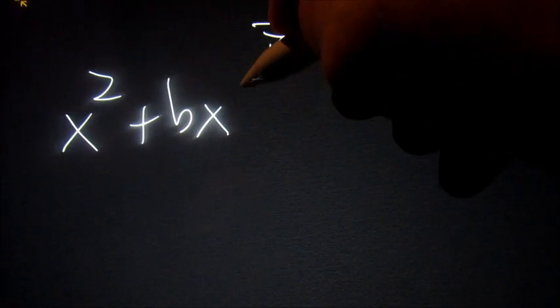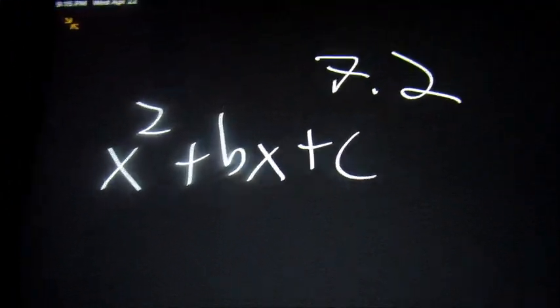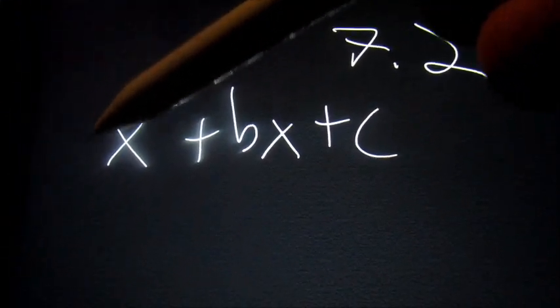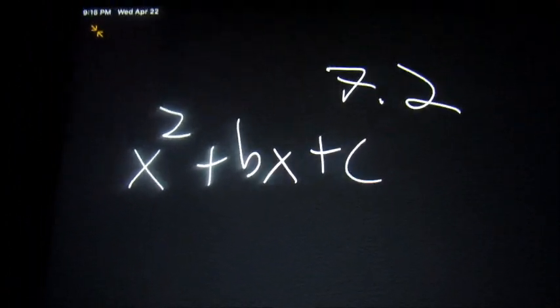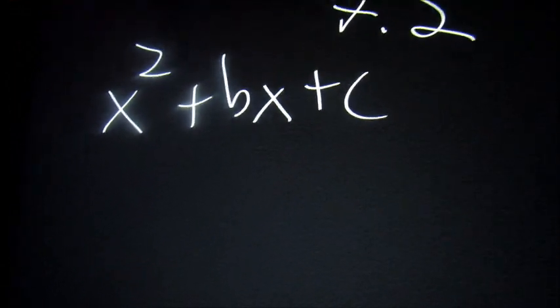In 7.2, we're going to factor trinomials, which means that we're going to do the opposite of FOIL. And there's going to be a few different ways that they're going to look, so I'm going to do them one at a time. The first format is if you have x squared plus bx plus c. In section 7.2, you're not going to have a number in front of the x squared term. If you do, then you can factor it out so that you don't have one.